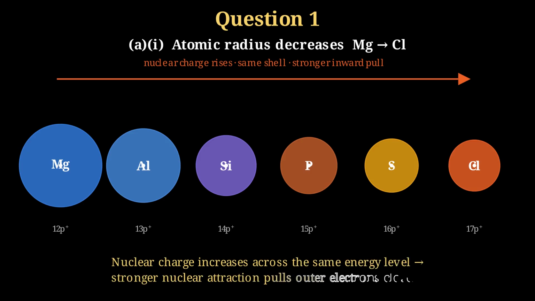So for the mark: the nuclear charge increases while the electrons fill the same shell, so the outer electrons are pulled closer and the radius decreases.